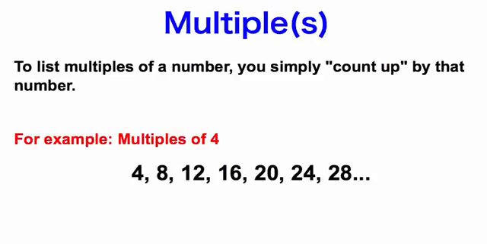So, for example, the multiples of 4, we simply count up by 4. So, 4, 8, 12, 16, 24, 28. And so on. This could go on forever and ever. We would just keep counting up by fours.